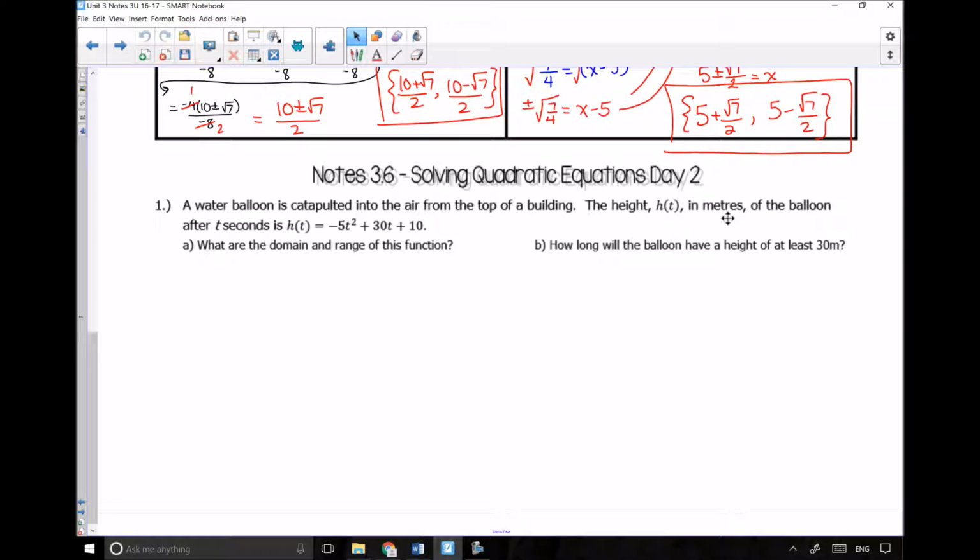So number 1 says a water balloon is catapulted into the air from the top of a building. The height, h of t in meters, of the balloon after t seconds is h of t equals negative 5t squared plus 30t plus 10. So the first thing I want to do is find the domain and range of this function.